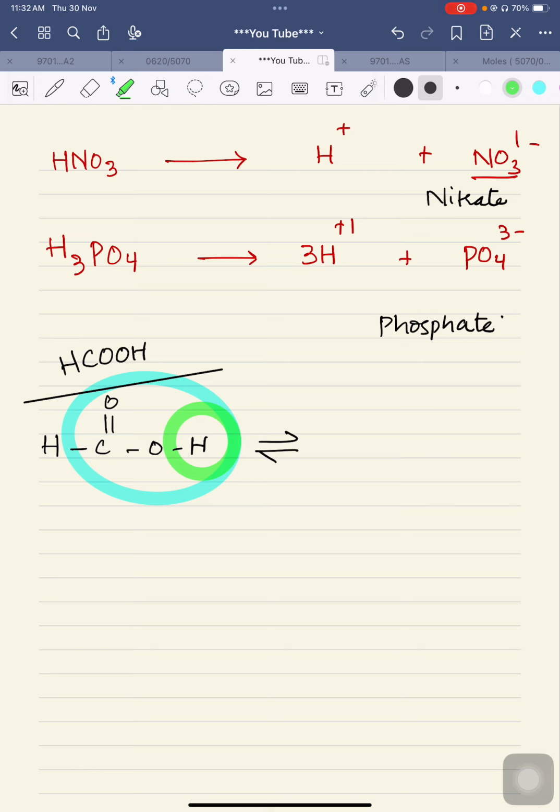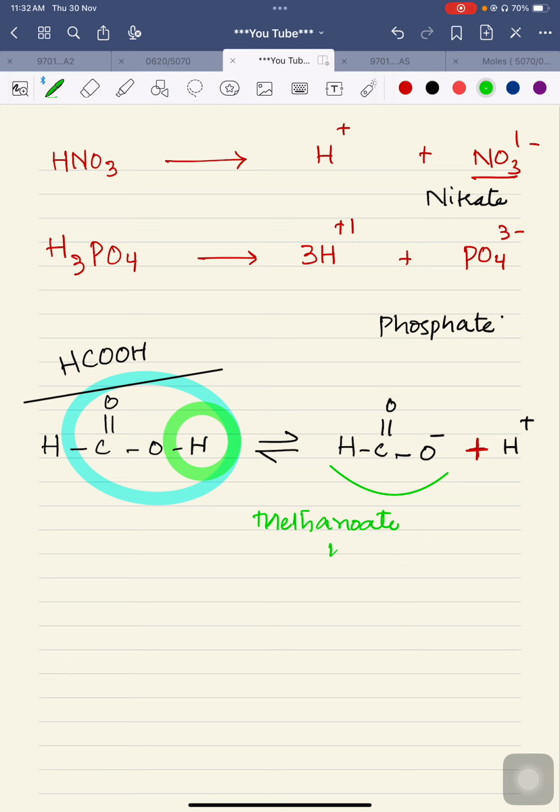So what will be the equation here? It will be HC double bond O, then single bond O, and then there is a negative charge on it, as the hydrogen ion is gone. Now you can see that I'm writing it in a different color so that you may differentiate. And what is the name of this? This part is called methanoate.